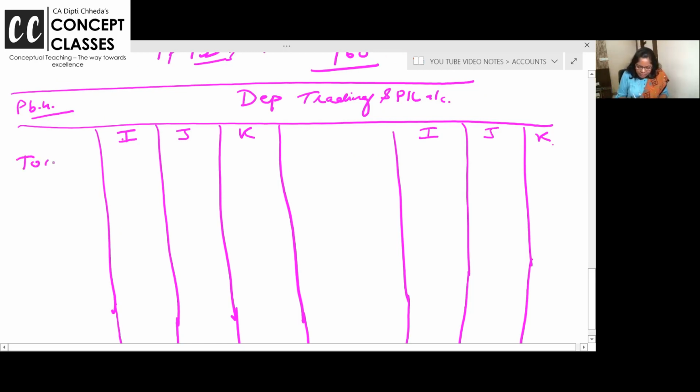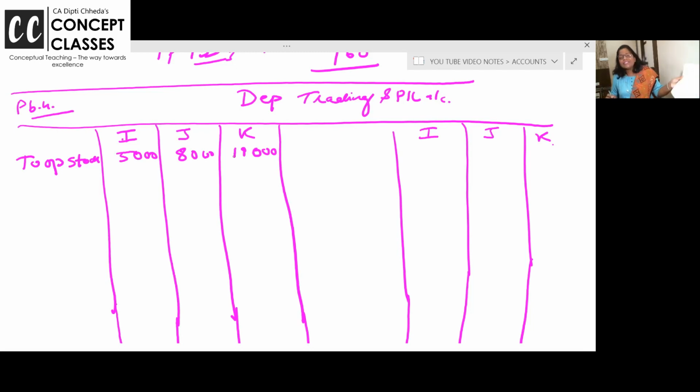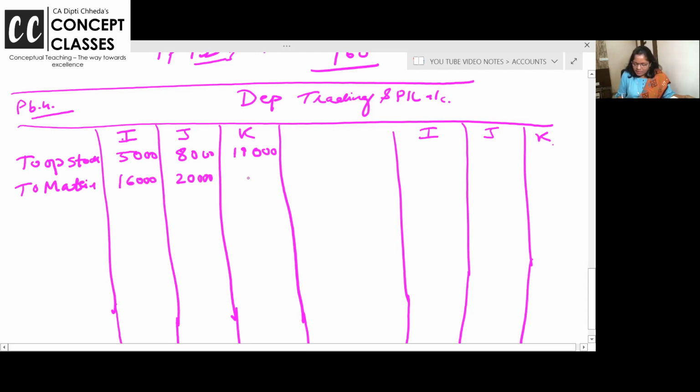Just copy all the figures. Opening stock 5,000, 8,000, 19,000. Opening stock reserve, we will write it later. Next, material consumed is, we know what you purchase. 16,000, 20,000 and nil. Then we have direct labor.